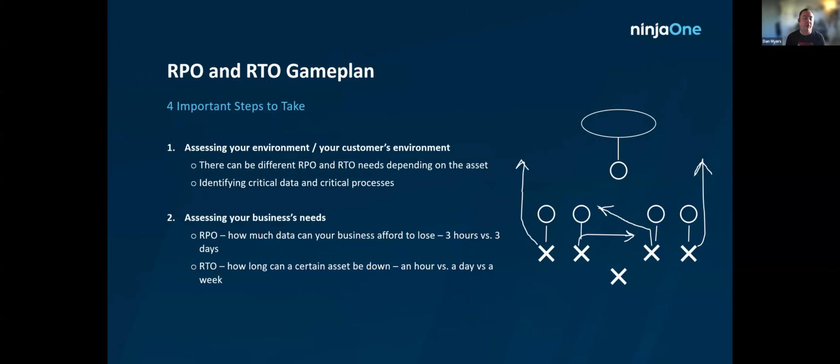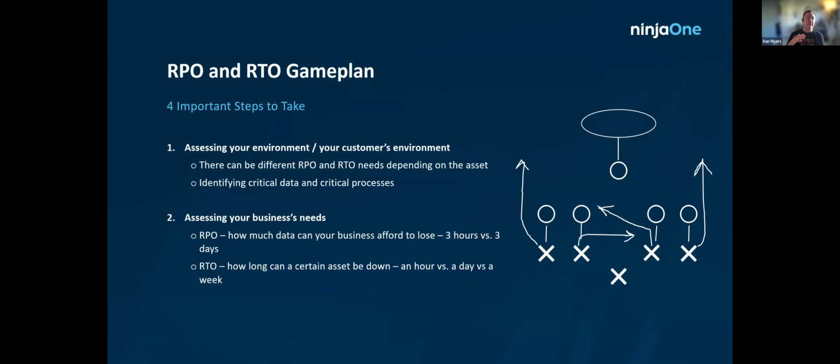So there are basically 4 important steps to take. And step 1 is really assessing your environment and your customer's environment. There could be different RPO and RTO needs, even just depending on the asset. Perhaps a file server. Look, you can get that back up anytime in the next couple of days, but this database, this application server, the line of business app that we run, that needs to be taken care of within hours.